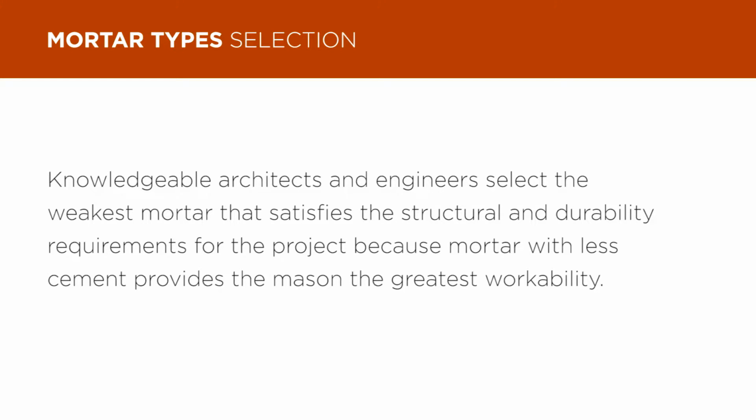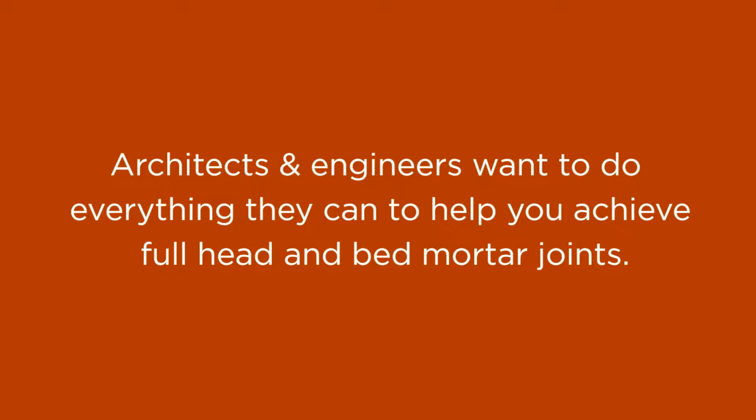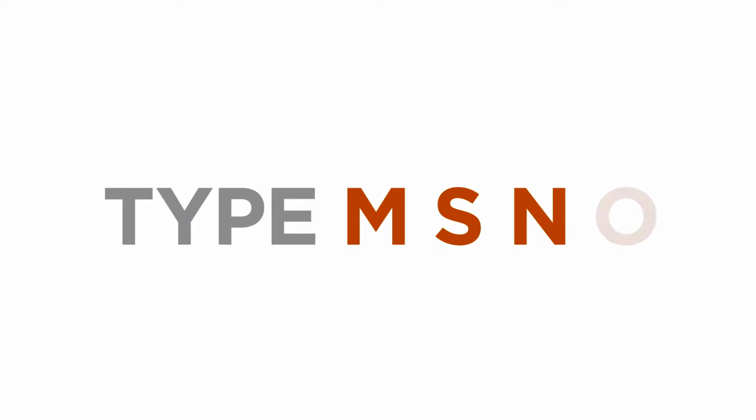Knowledgeable architects and engineers select the weakest mortar that satisfies the structural and durability requirements for the project, because mortar with less cement provides the mason with the greatest workability. Architects and engineers want to do everything they can to help you achieve full head and bed mortar joints. ASTM identifies 4 types of masonry mortar: type M, S, N, and O. Each has different properties that are important in different applications.